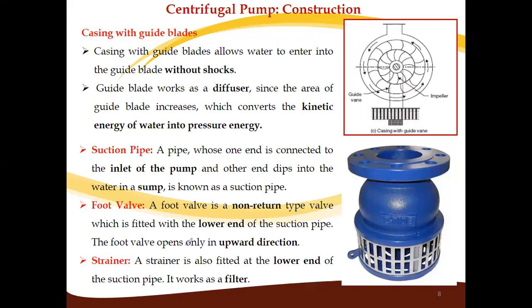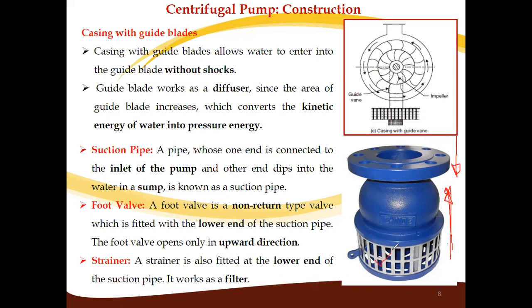The foot valve opens only in the upward direction. When water flows in the downward direction, it will not open. So it allows water to flow in only one direction, that is the upward direction. That type of valve is called a foot valve, and it is a non-return type of valve.